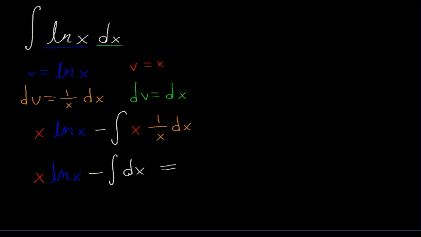After simplifying and solving this completely, we end up with our final answer being x times ln of x minus x plus our constant, c.